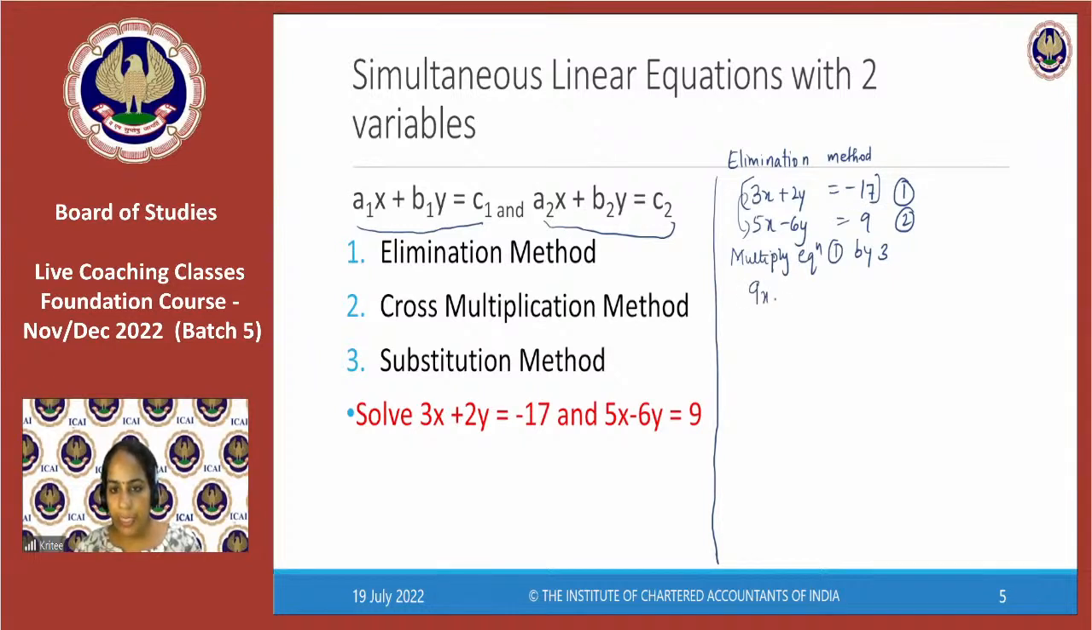This becomes 9x plus 6y is equal to minus 51. This is now my equation number 3. I had equation number 2, 5x minus 6y equals 9. Now, since the signs are different and the values are the same, what I can do is add equations 2 and 3. By adding, I get 14x to be equal to this.